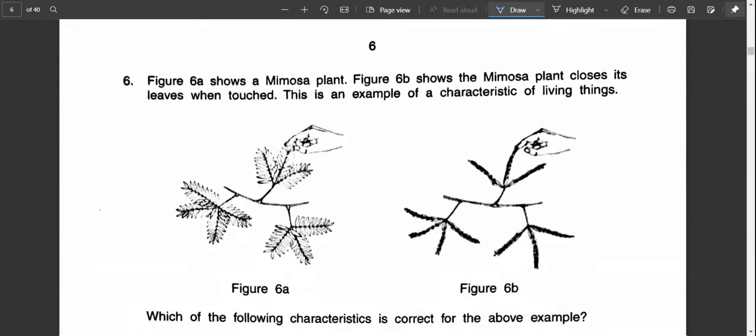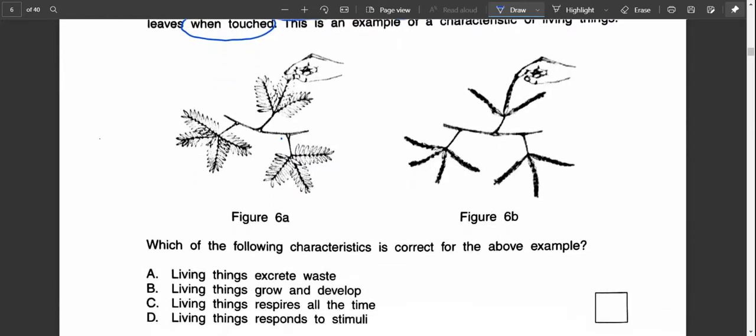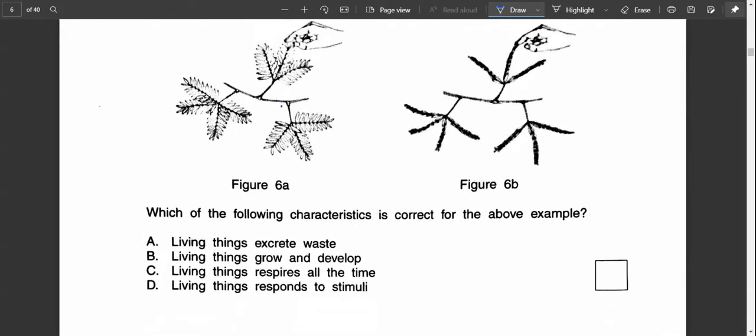Number 6, figure 6a shows a mimosa plant. Mimosa is a very good example of a plant that shows a response when there's a change. Figure 6b shows the mimosa plant closes its leaf when touched. So 6a is the mimosa plant and 6b is when the plant closes when touched, like that one. Which of the characteristics is correct for the above example?